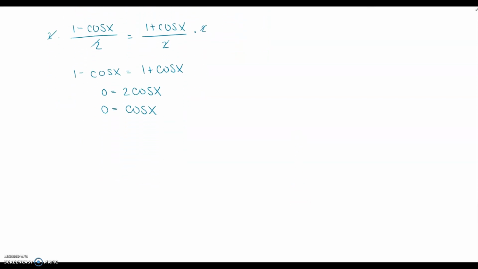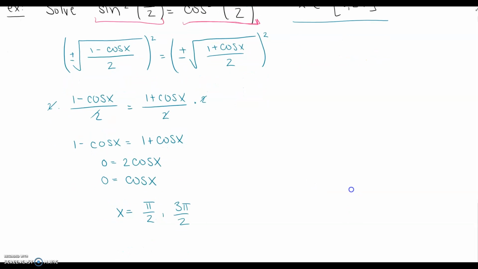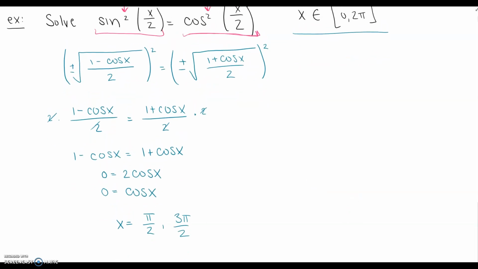And I'm just asking myself what values of x give me 0. That's going to be pi over 2 and 3 pi over 2. And remember, pay attention to the interval you were given originally. Now, because it was already squared, I don't actually have to check my work. However, remember, anytime you have to square a problem, you need to check for extraneous solutions.